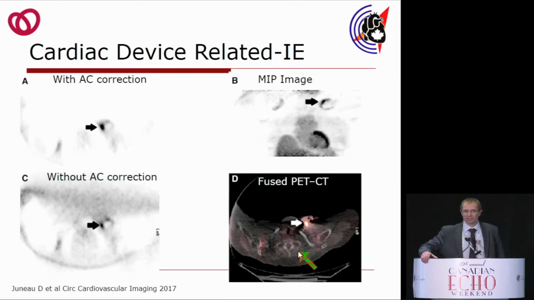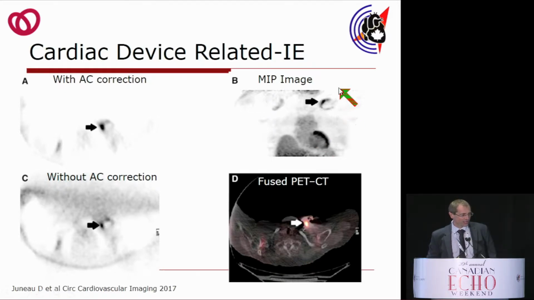Another type of infection that's very troublesome within the heart is cardiac device-related infection. This is an 80-year-old lady who returned a year after her permanent pacemaker was implanted, and she was complaining of some soreness and redness over her generator site. She underwent an ultrasound to see if there was any fluid collection there. There was no fluid collection seen. So she underwent an FDG PET to see if she had infected leads or an infected generator site.